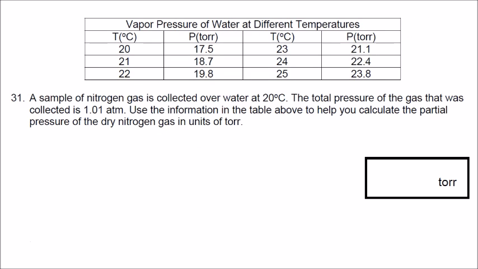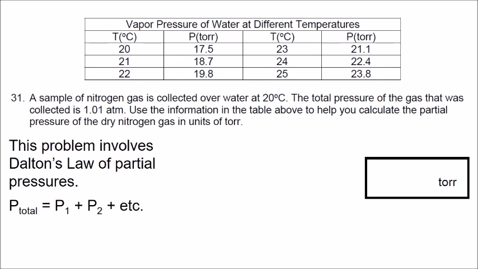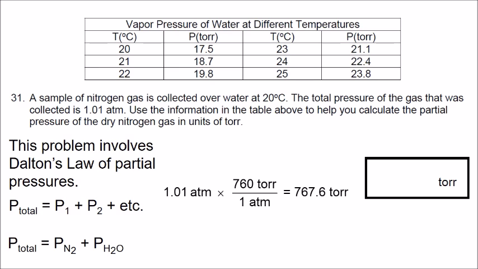This involves Dalton's law of partial pressures. We have the total pressure, which is 1.01 atmospheres, and that is a mixture of nitrogen and a little bit of water vapor. So the water vapor has a variety of values in the table. We can look up the pressure of water for the specific temperature that the experiment is using. So in this case, 20 degrees Celsius. Our total pressure is in atmospheres. Let's convert that to torr.